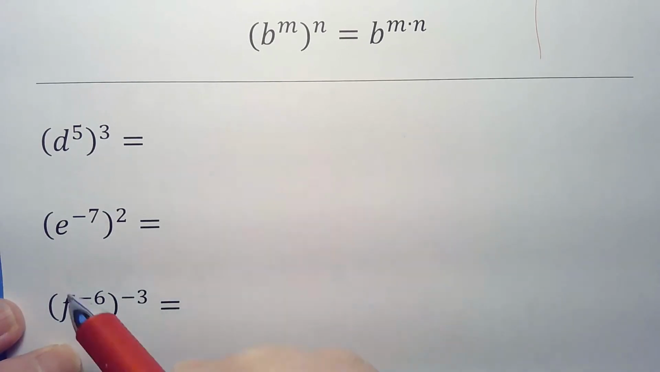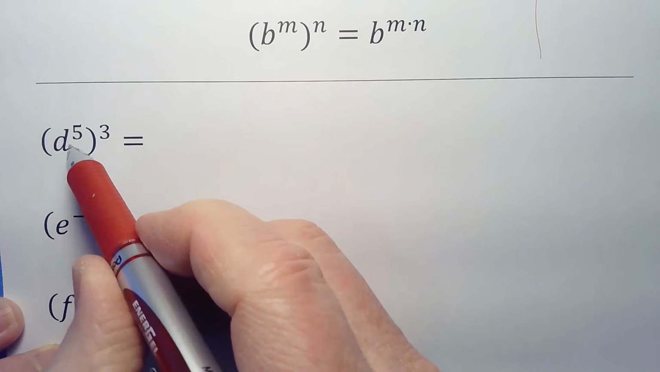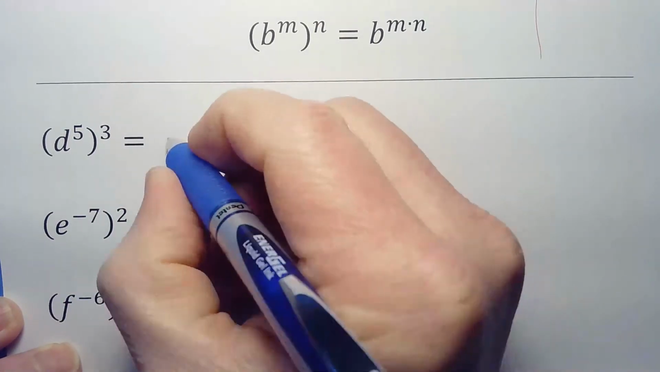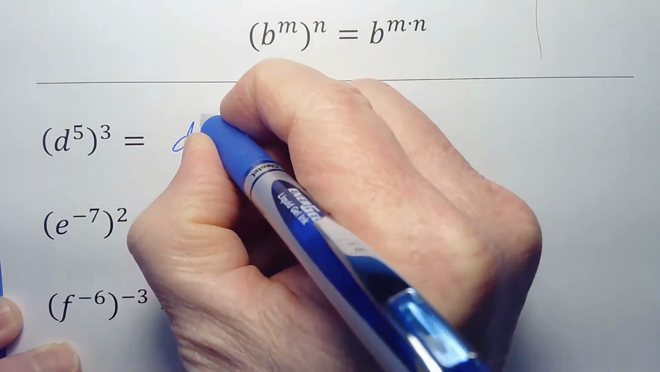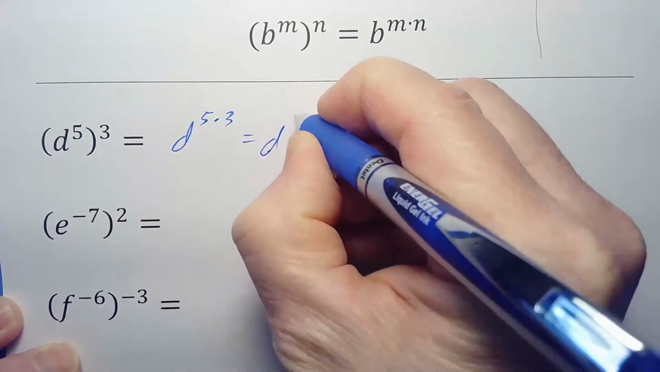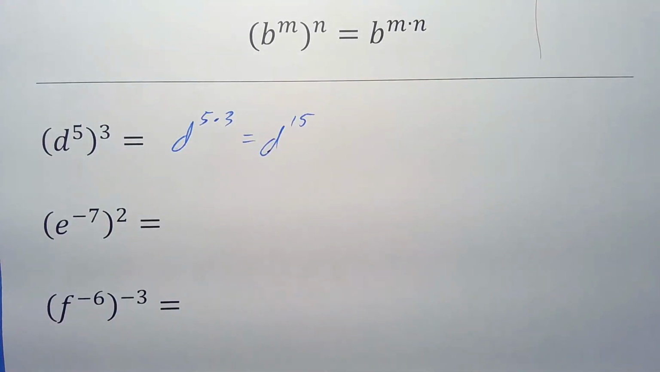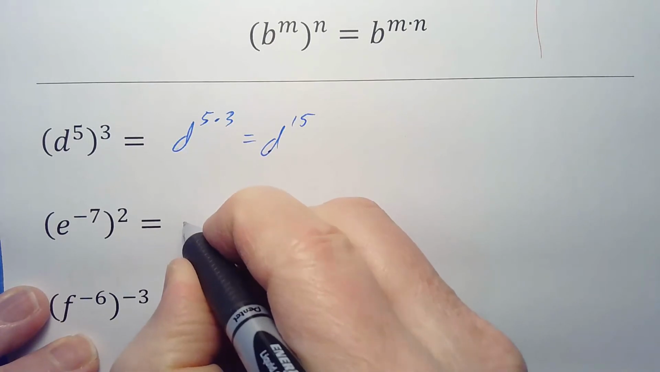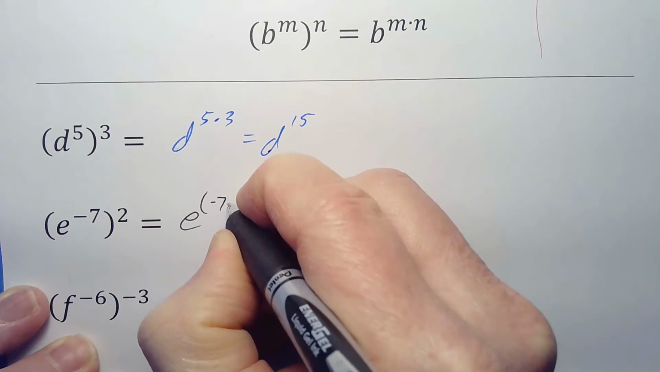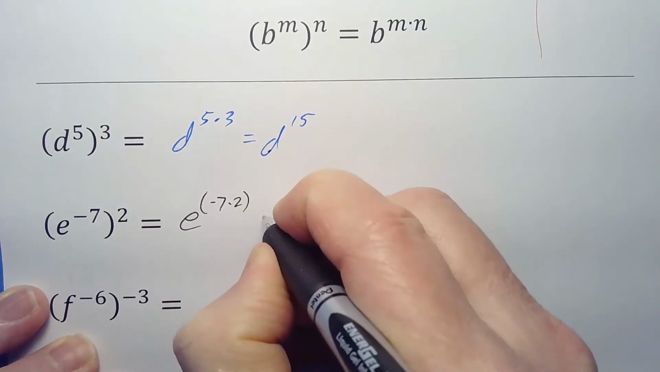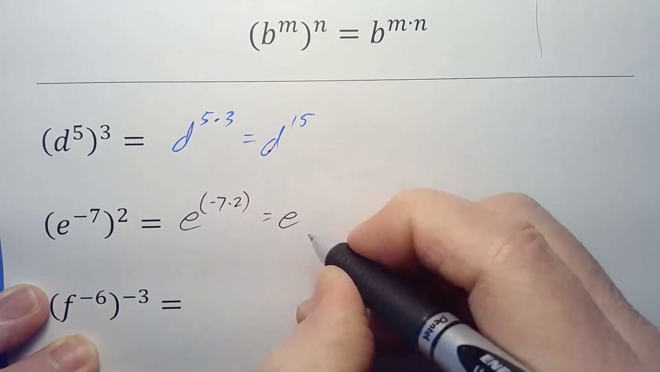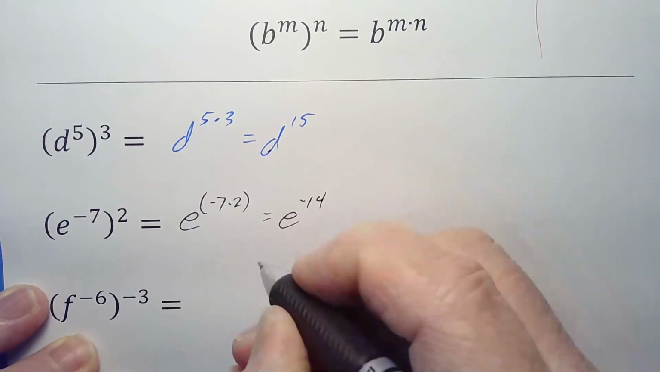I've got d to the 5th power, whole thing to the 3rd. Well, all I have to do is just say d to the power of 5 times 3, which is just d to the 15th. For the next one, I've got e to the power of negative 7 times 2, which is just equal to e to the power of negative 14.